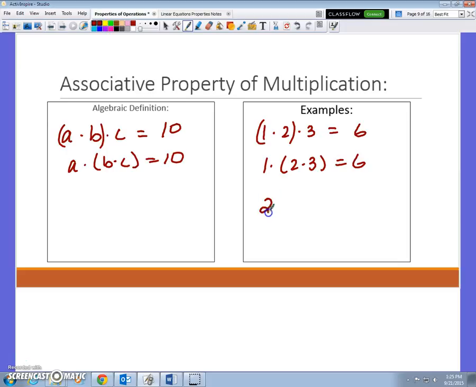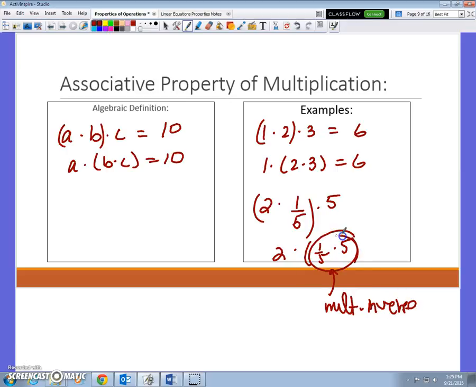If I had something like 2 times 1/5 times 5, I wouldn't want to do this part first. That'd be a pain. But what I would want to do is I would want to change that to 2 times 1/5 times 5. And that just so happens to be the multiplicative inverse property. And I would know that this equals 1 because anything times its inverse is 1. But okay, that's just how you would apply the associative property. As long as it's all held together by multiplication, move the parentheses wherever you want. It's okay to do.